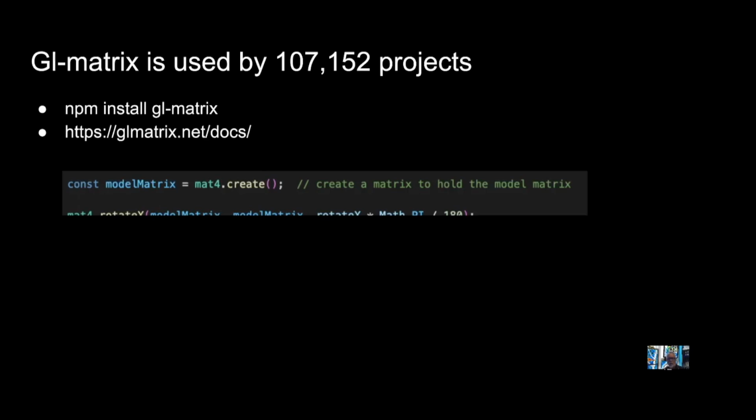GeoMatrix is used by over 100,000 projects. It is very simple. It kind of looks like what you did in OpenSCAD. It's very straightforward. You just build out your stack of matrices, you multiply them together, and then we're going to figure out how to send that to the hardware.